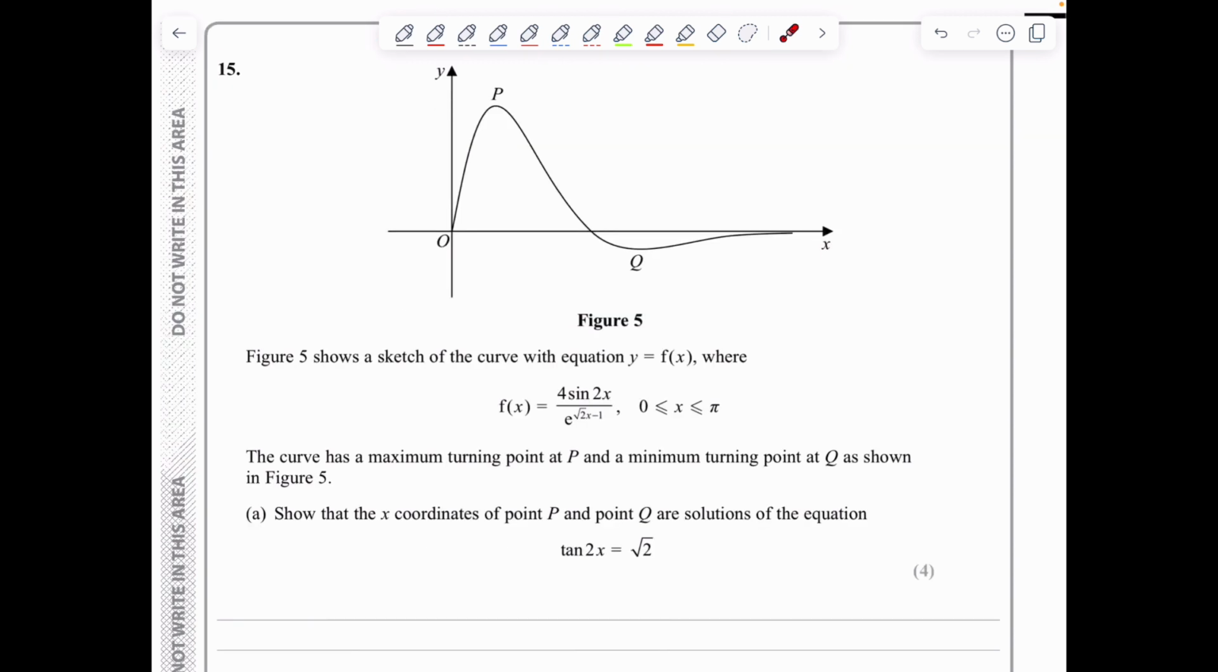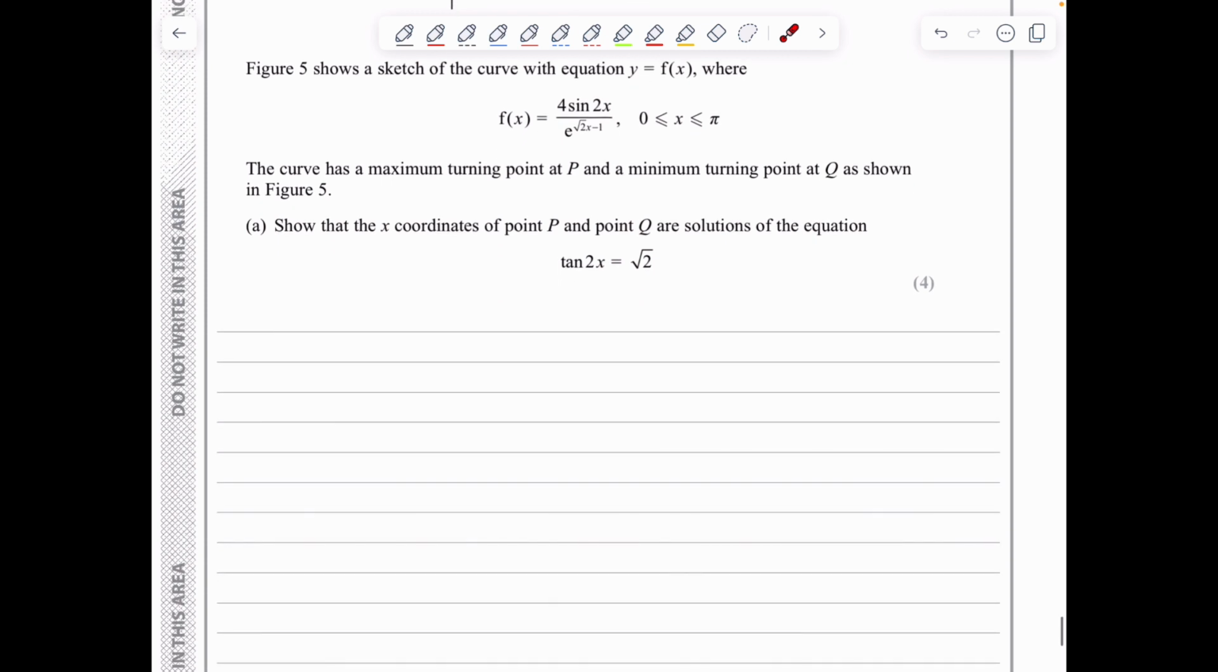In question 15, we're being given a sketch of the curve with equation y is f of x, where f of x is here, and we need to show that the x-coordinates of P and Q, the maximum and the minimum turning points respectively, are solutions of tan 2x is root 2. So starting from the fact that the 2 points are turning points, we know that at point P and point Q, we should be having f dash of x to be 0, and therefore we need to obtain an expression for the derivative of f. So f dash of x, we are looking at the quotient here, so we'll be doing the quotient rule.